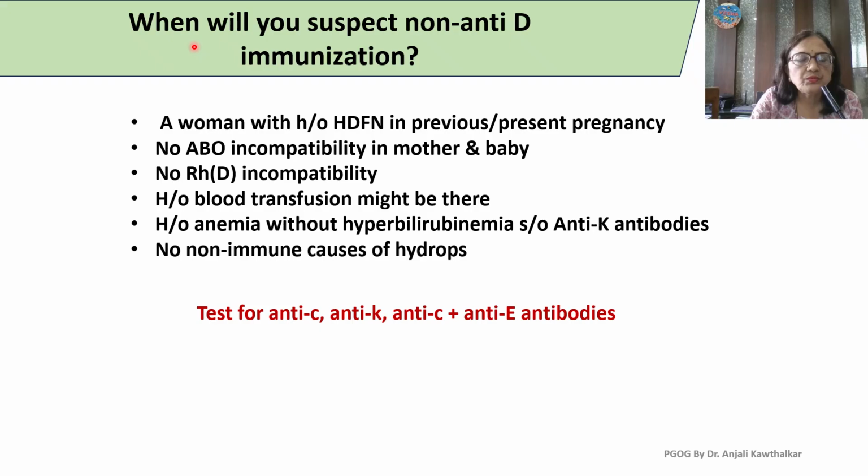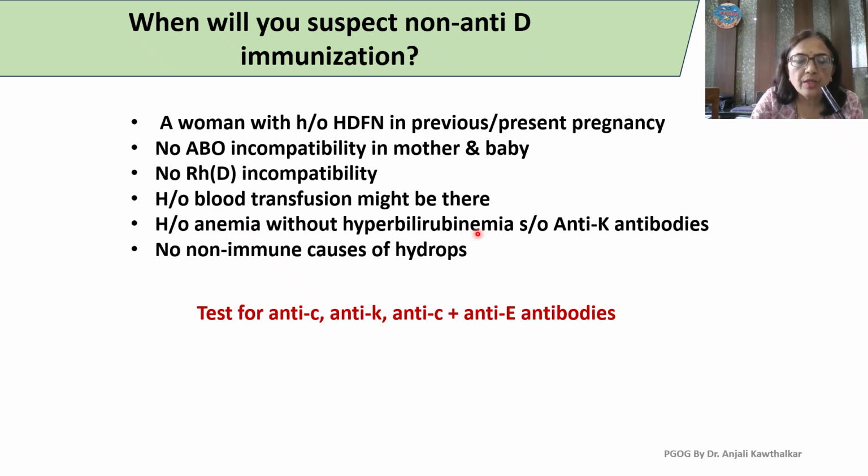Now, when will you suspect non-anti-D immunization? A woman with a history of hemolytic disease of the fetus and newborn in a previous pregnancy or the present pregnancy, no ABO incompatibility in mother and baby, no RHD incompatibility, no history there. A history of blood transfusion might be there.